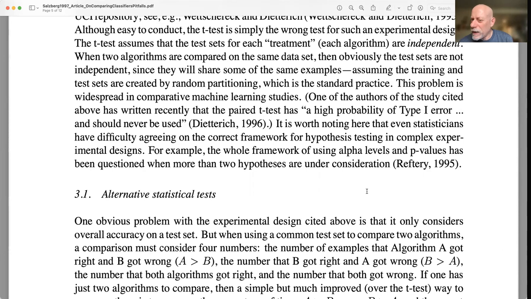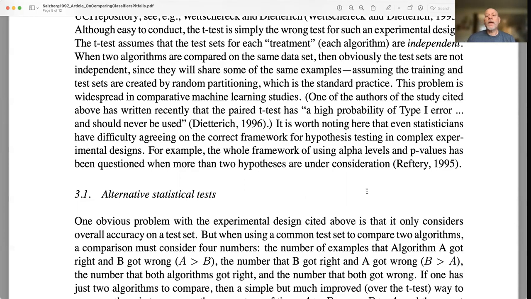There's a parenthetical statement here. One of the authors of the study cited above has written recently that the paired t-test has, quote, a high probability of type 1 error and should never be used, end quote. And there's a reference here to a paper by Dietrich in 1996. I'm going to read that again, that quote, a high probability of type 1 error and should never be used. Never is a big word. We don't use it too often in science, right?